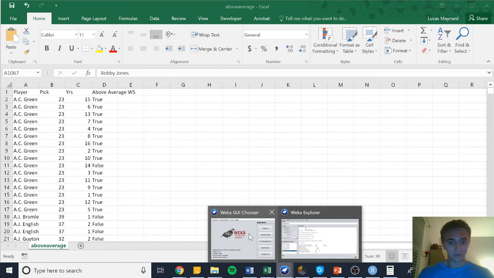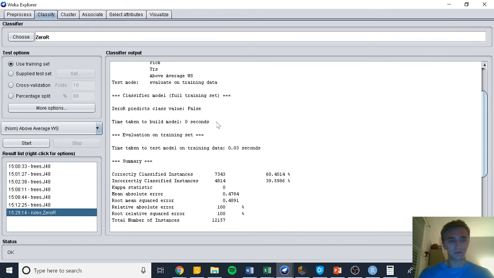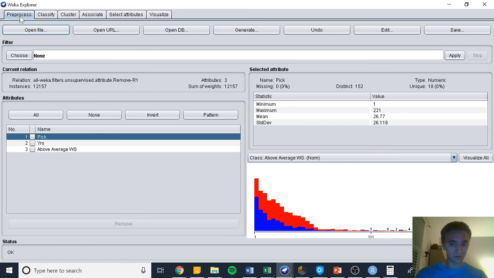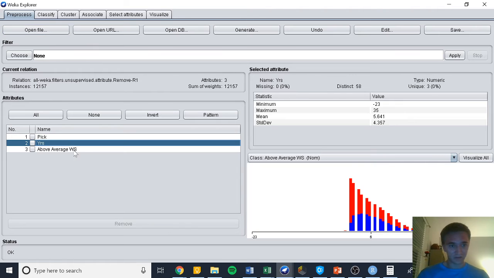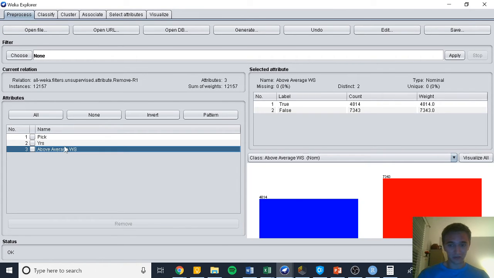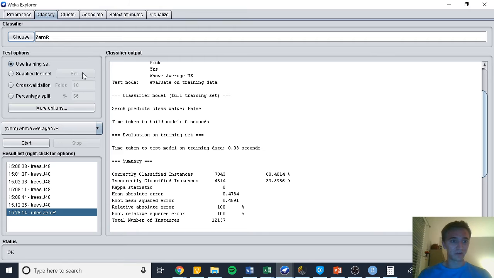So then I went into Weka here. I'm not sure if that's how it's pronounced, but that's just how I'm going to say it. And I brought this data in here. We got the pick, the years, and whether they had an above average win share. I wanted that kind of yes or no criteria of whether they are good or not, for lack of a better word.